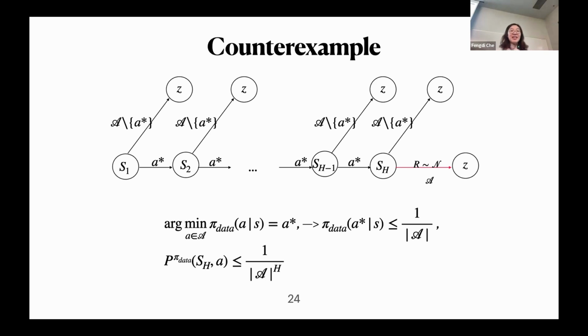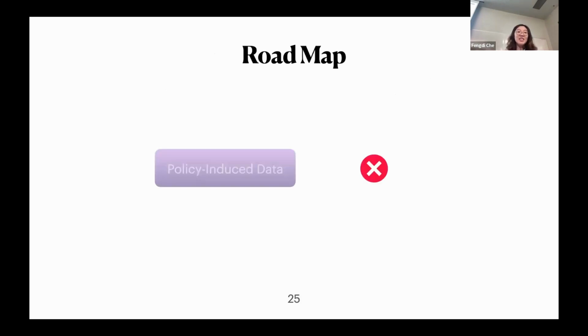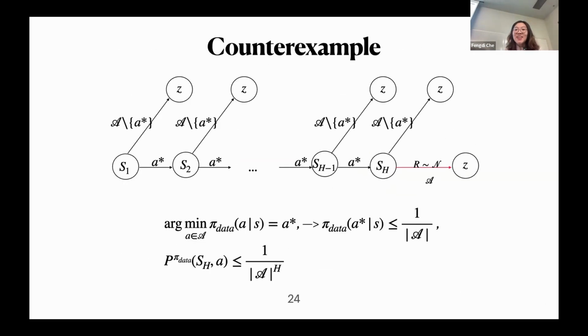So people just build a construction. This is a counterexample, and this is how people prove a lower bound. In this case, people show a lower bound exponential in H and show this task is unsolvable. And we can see the hardness is basically because the reward is hidden after the horizon with very low probability.